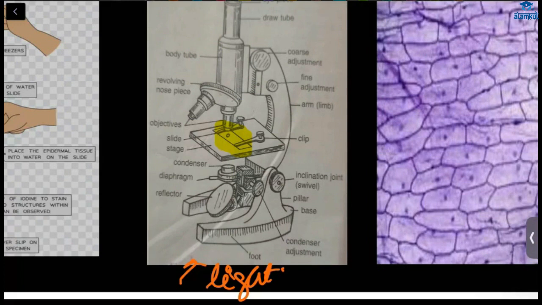This coil, this rectangle thing. We put our object here. This is the stage where the glass slide is present. This reflector, what does it do? Light will be passed through the object or specimen with the help of this reflector.